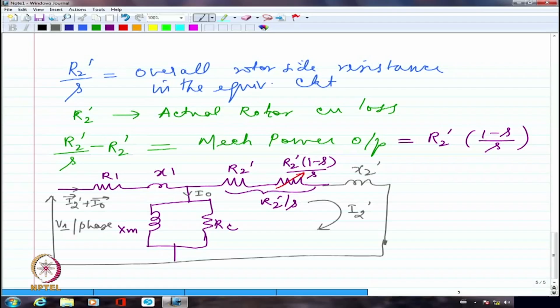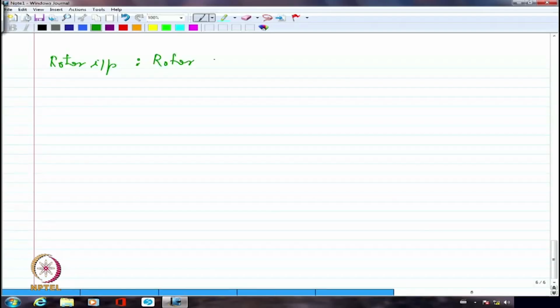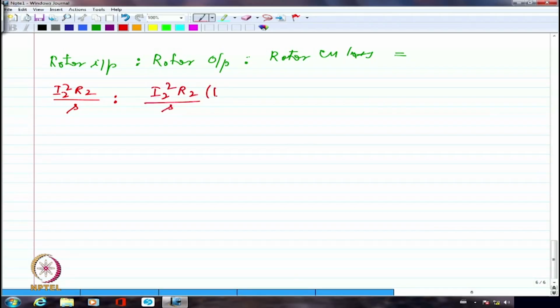So I am going to have the rotor input is to rotor output is to rotor copper loss. I'm just trying to write it in terms of ratios. So this is going to be I2 square R2 by S is to I2 square R2 by S into 1 minus S, and this is going to be I2 square R2 as such.